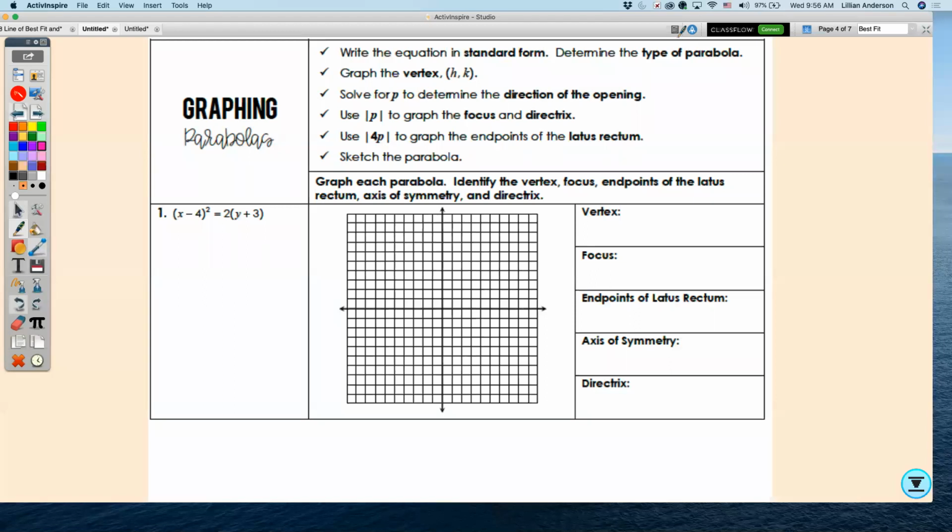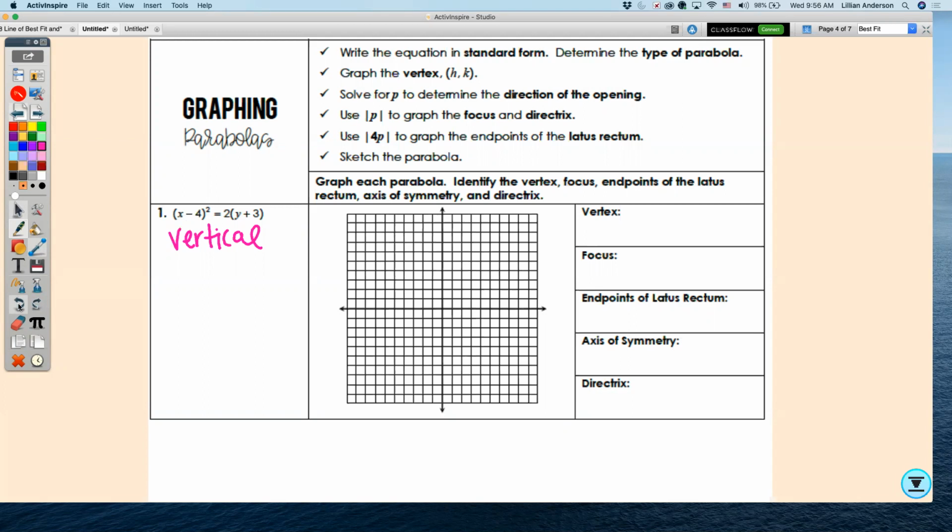First off, the equation is already in standard form, so we don't have to worry about completing the square or anything like that. So we're good. But let's determine, is this going to be a vertical parabola or a horizontal parabola? Vertical. It's going to be vertical. You know it's vertical because the x's are being squared. When the x's are being squared, that means it's going to open either up or down, aka vertical.